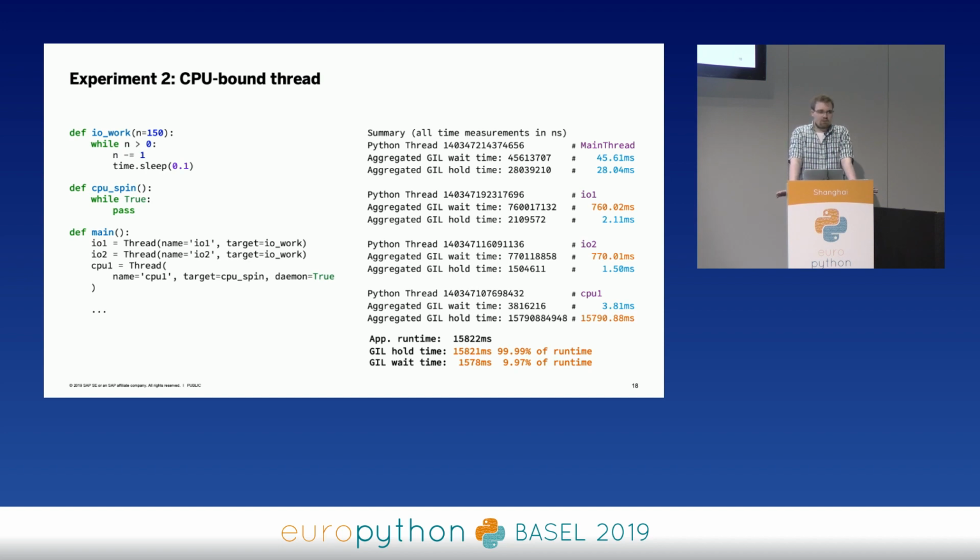The hold time is still the same, and the CPU thread, which is CPU bound, is actually consuming all the available CPU time, and therefore it is holding the GIL nearly the full runtime. So overall, we now see that the GIL was basically always held by at least one thread, and we also had some wait time in that.